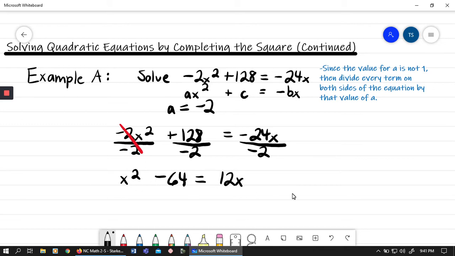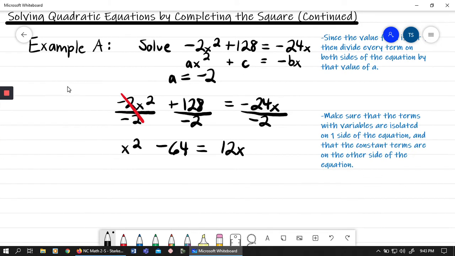Alright, and so now what we need to do is make sure that the terms with variables are isolated on the same side of the equation, and that the constant terms are on the other side of the equation. So let's start using some inverse operations so that we can get all the terms with variables on one side. It doesn't matter which part you do first, but let's get this 12x moved to the left side, so that all of our terms with variables will be written together on the same side of the equation.